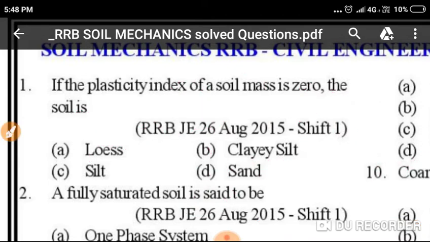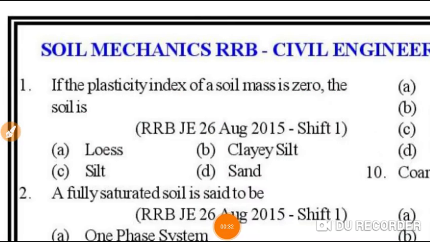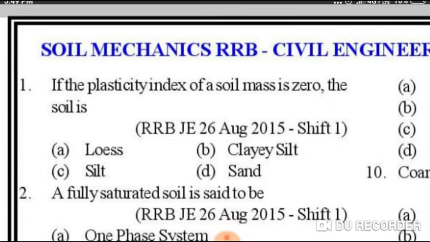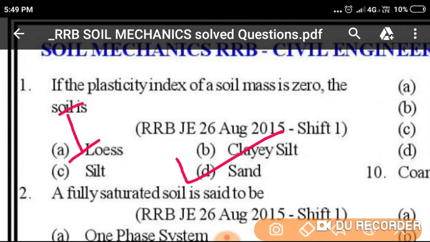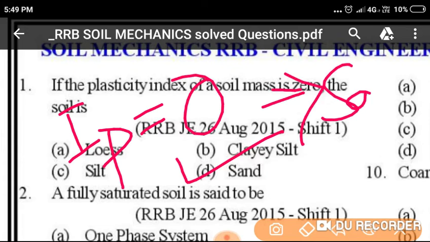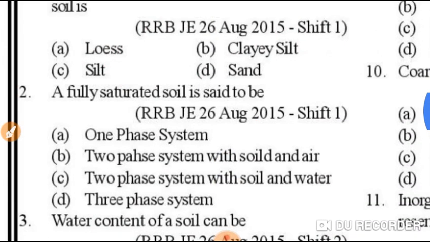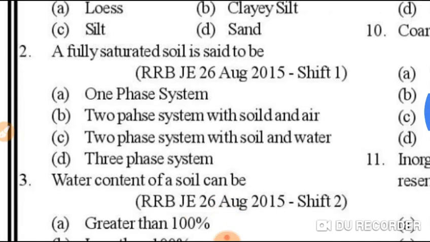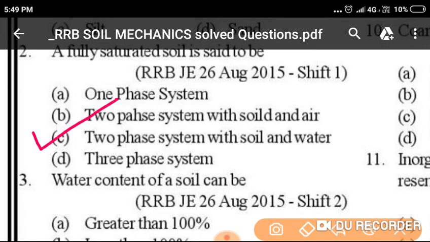RRBJ soil mechanics. Question number 1: if the plasticity index of a soil mass is 0, the soil is sand. Means if the plasticity index equals 0, then the soil is sand. Question number 2: a fully saturated soil is said to be option A, one phase system; option B, two phase system with the solid and the water; option C, two phase system with the soil and the water; option D, three phase system. So a fully saturated soil is said to be a two phase system with the soil and the water.